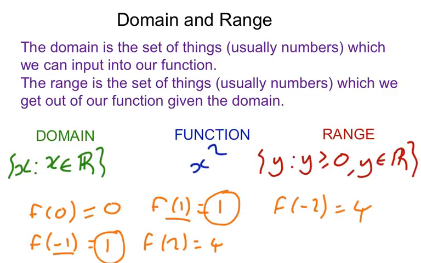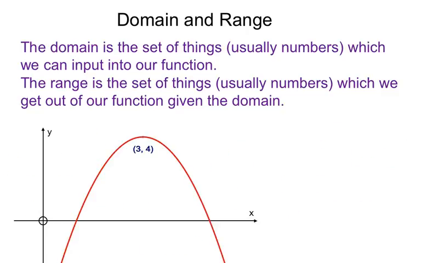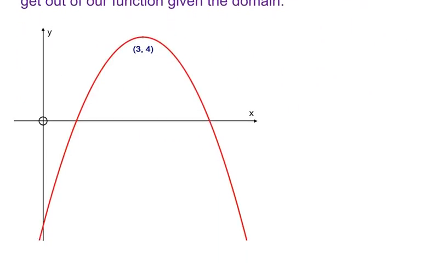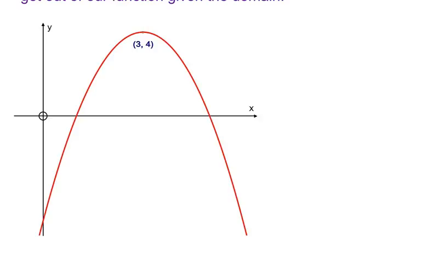Finally, we're going to look at some graphs of functions and work out the domain and range from the graph of a function. So in this graph, we have that the maximum point up here is 3, 4. The domain on a graph is all the possible values that x can take. So all the values of x that will give us somewhere on the graph.